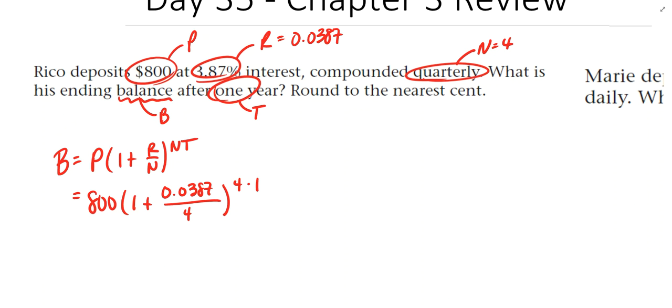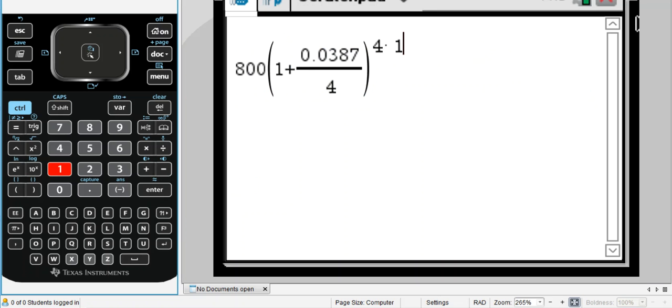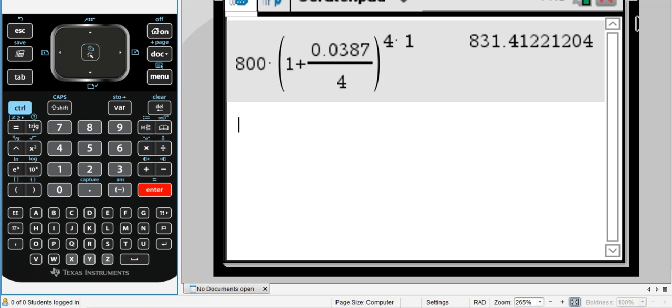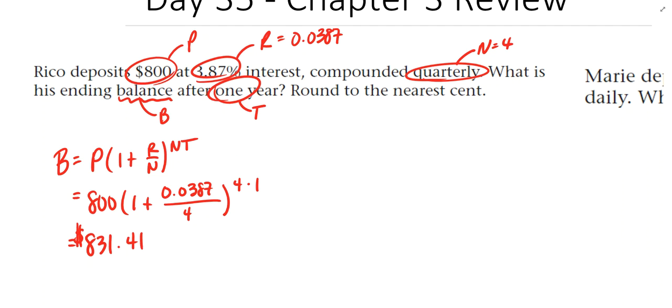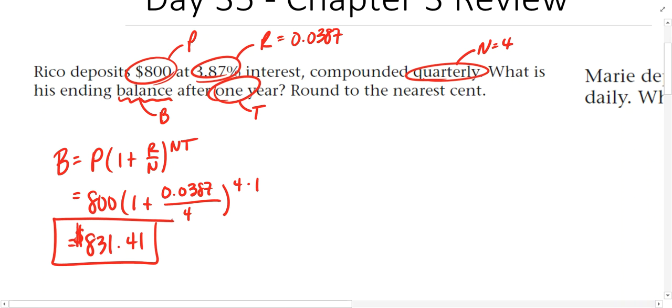And so at this step, we've entered our values in where they need to go for each parameter. And next, I would recommend going to the handheld calculators that we have available in our classroom. And as long as we can enter the expression into our calculator exactly how we have it written on paper, then we should be in pretty good shape. Now, I think I've done so here, so I'll press enter. And it looks like the value of the investment is going to be $831.41 after 1 year. And I'm satisfied with this result. We have computed the ending balance, and we did round to the nearest cent.